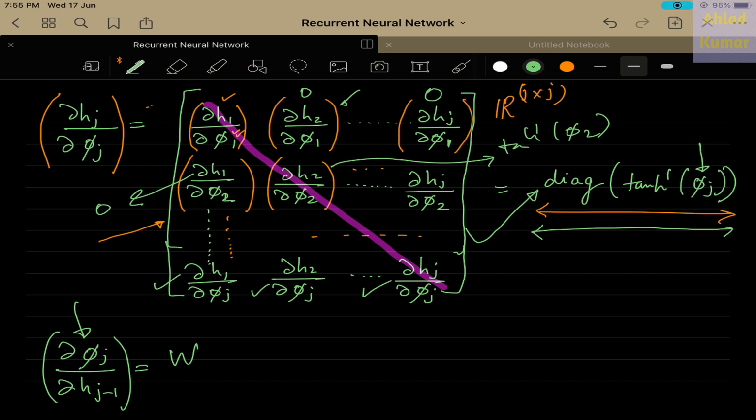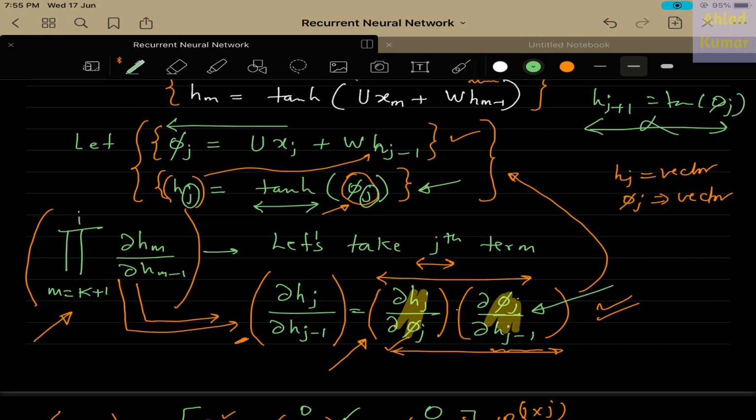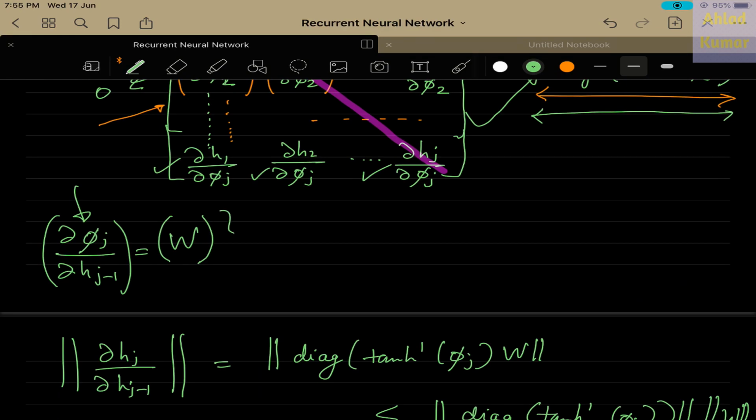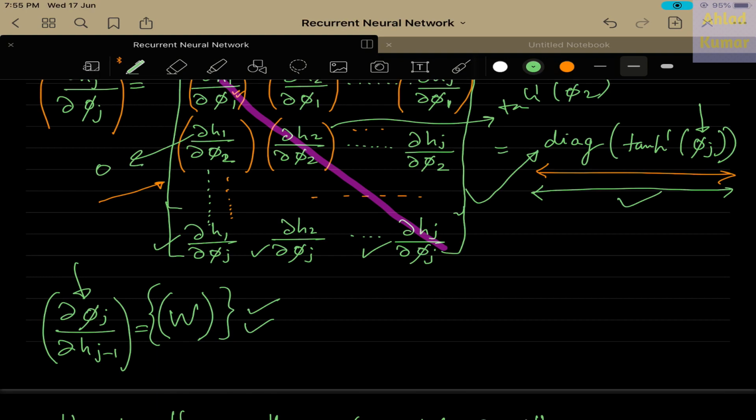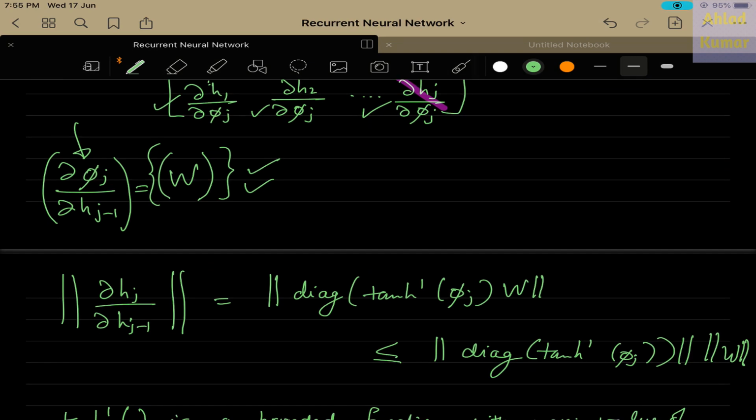So this expression is evaluated as W, because if you look at this equation and take the derivative of phi j with respect to h of j minus 1, you will always be left with W. So that's why we have W here. When you multiply this and this to get partial hj divided by partial h of j minus 1, what you get is this. And we are interested in the magnitude of this. That's why we have taken the magnitude of partial of hj divided by partial of h of j minus 1.